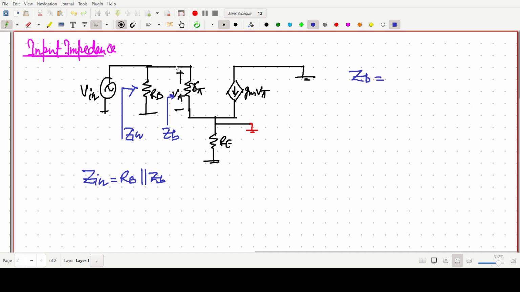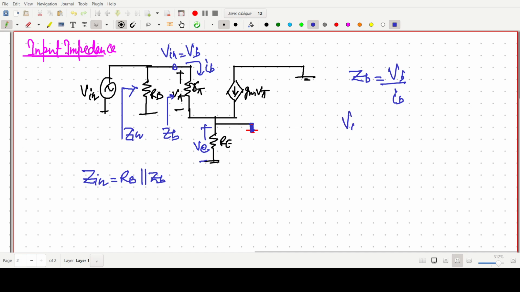So zb, we can say this one is our v in, or I am saying this one is vb. So we can say vb by ib. If we are able to find vb by ib, then we can easily say the value of zb. This V pi can be found by using, say this one is the output one, and say this voltage is VE. So this VB potential we have to find.